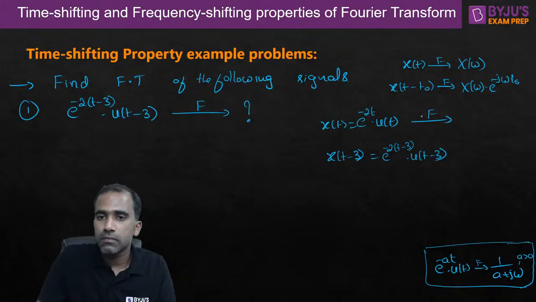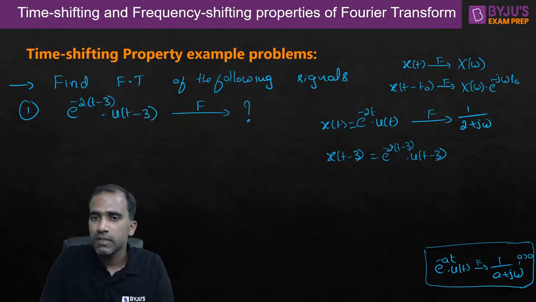Right. So from that, it is 1 by 2 plus j omega. Since a is a positive value, yes, the Fourier transform exists. The Fourier transform exists only if it is a decreasing exponential. So this is an absolutely integrable signal. So the Fourier transform exists for us.